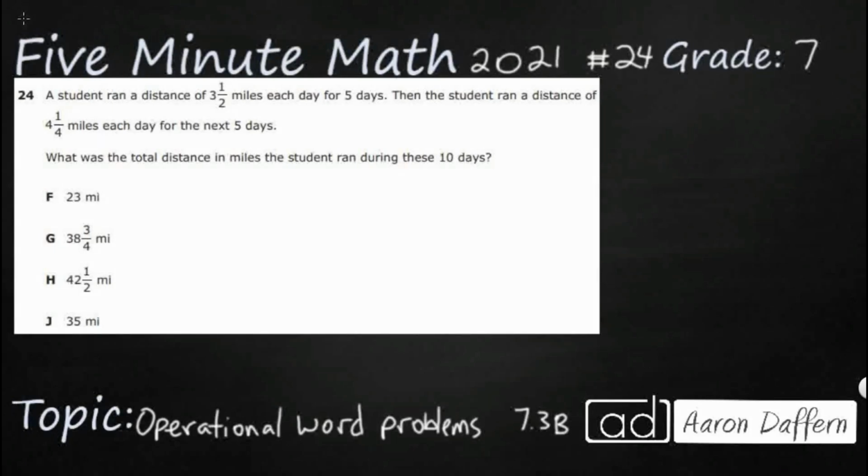Today we are looking at the 7th grade concept of operational word problems. This is standard 7.3b in the great state of Texas, and we are using item number 24 of the 2021 released STAAR test. If you have not done so already, please go ahead and take a moment to pause the video, work this problem out on your own, unpause it, and then we will look at our answers together.